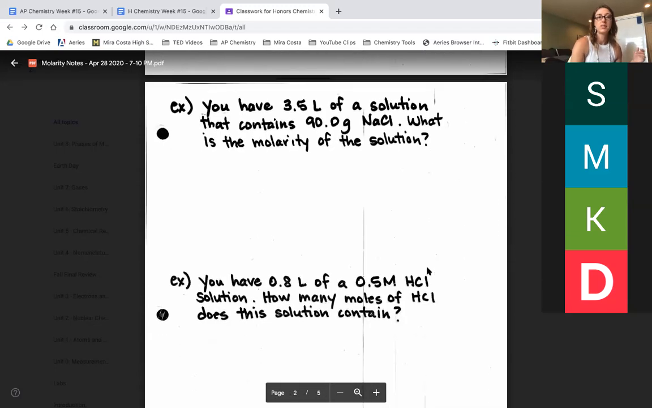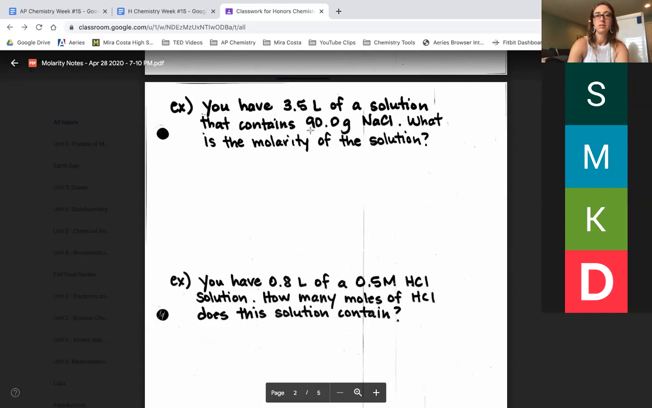Okay, so let's do an example. It says you have 3.5 liters of a solution that contains 90 grams of sodium chloride. What is the molarity of the solution? Okay, so let's see here. The first thing, if I know that I need moles per liter, when in doubt in chemistry, convert to moles. So I'm going to take this 90 grams of sodium chloride and convert it into moles. So let's start with that.